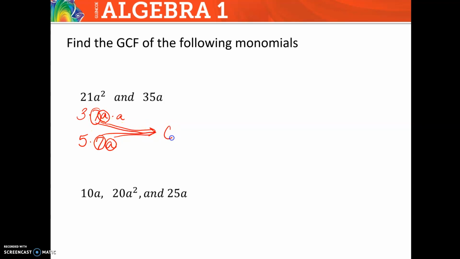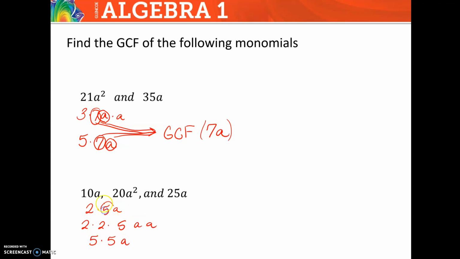So my greatest common factor would be 7a. I could divide 21 by 7a and 35 by 7a, and they would both go evenly. This would go evenly into both of those. So 10a would be 2 times 5a, 20a would be 2 times 2 times 5, with 2 a's, and 25a would be 5 times 5a.